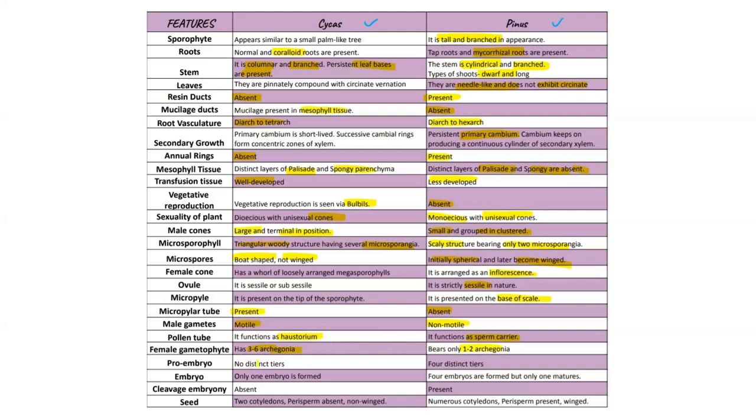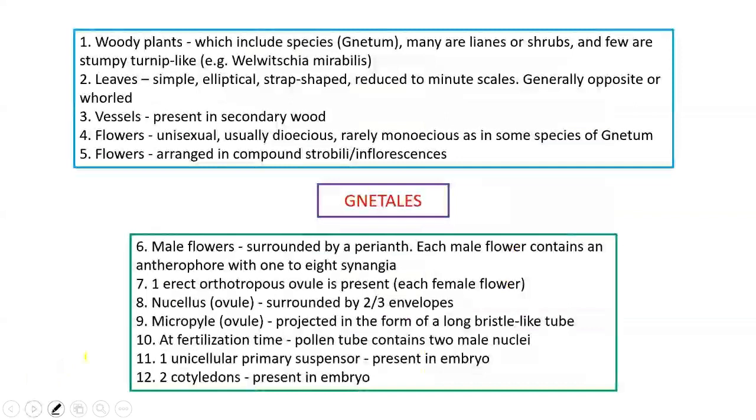In the proembryo, no distinct tiers are formed in cycas, but 4 tiers are formed in the case of pinus. Only 1 embryo is formed in cycas, whereas 4 embryos are formed in pinus. Cleavage polyembryony is absent in the case of cycas, whereas it is present in the case of pinus. Seeds in cycas have two cotyledons, perisperm is absent, and they are not winged, whereas the seeds in pinus are numerous with numerous cotyledons, perisperm present, and they are winged also because of the pollen grains that are winged. So these were the differences between the cycas and the pinus.